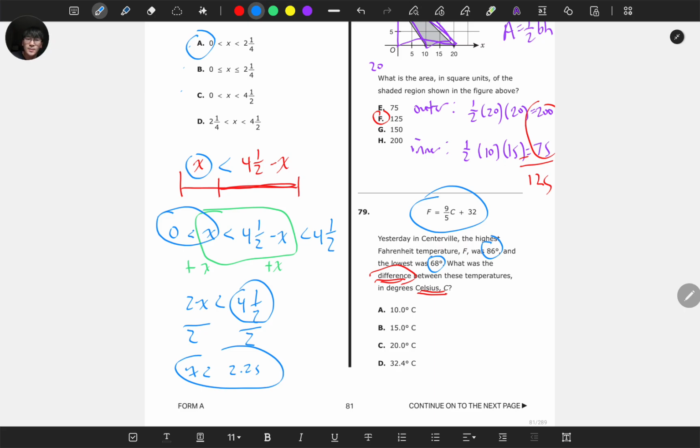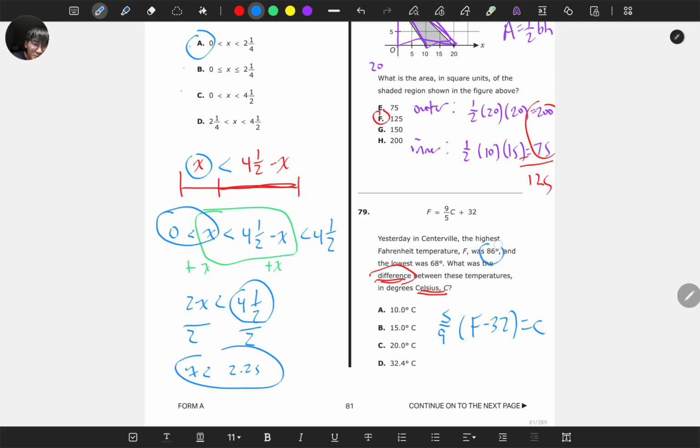Okay, so the way I'm going to do that is by working with this equation, but I'm going to express it in terms of C. So I have to solve for C here. To do that, I'm just going to subtract 32 on both sides. Then I get F minus 32 is equal to 9/5 C, and then you multiply by 5/9 to get C alone. So the formula that I'm really using is 5/9 times (F minus 32) is equal to C.